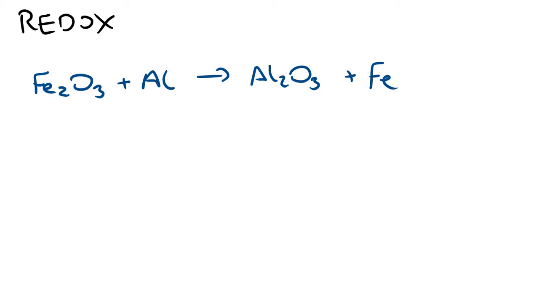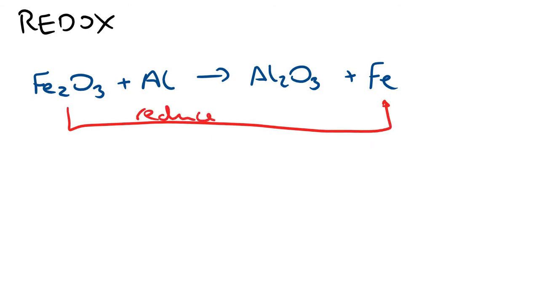Okay, iron oxide. We know that iron is bonded to oxygen atoms. What happens to the iron? Well, the iron loses the oxygen, so this has been reduced. Why is it being reduced? Because oxygen is taken away from it.